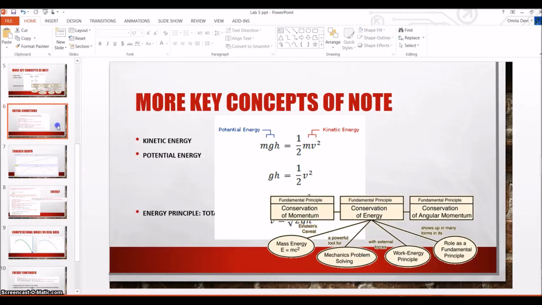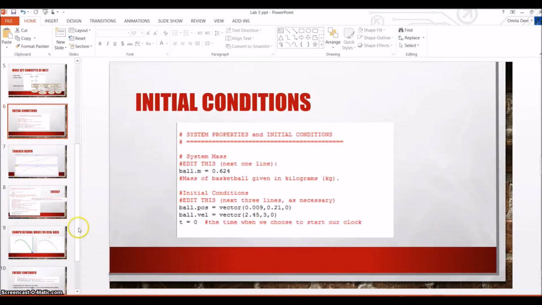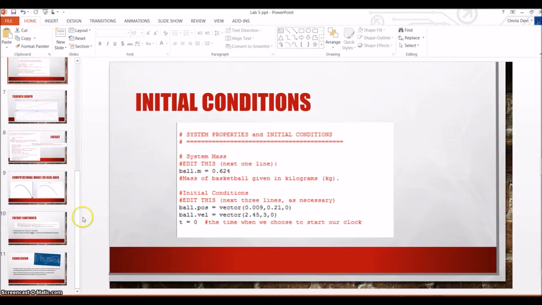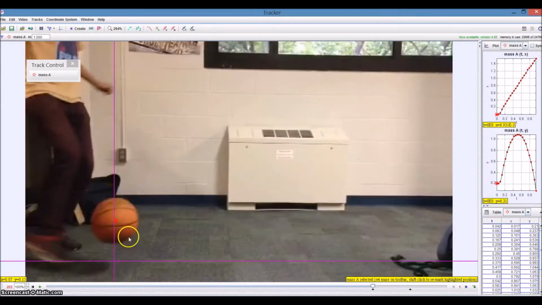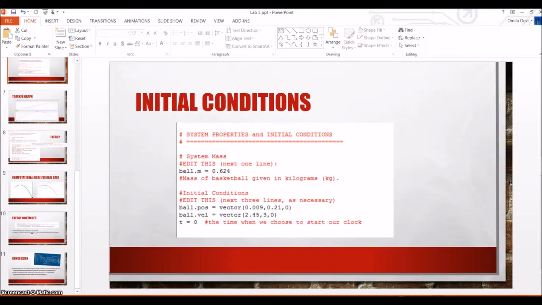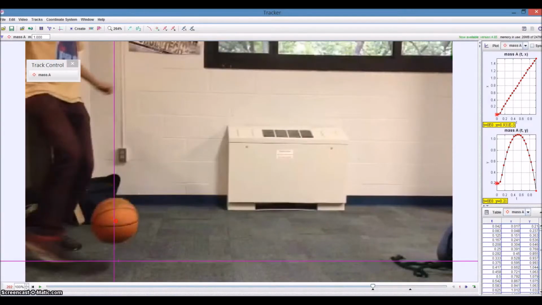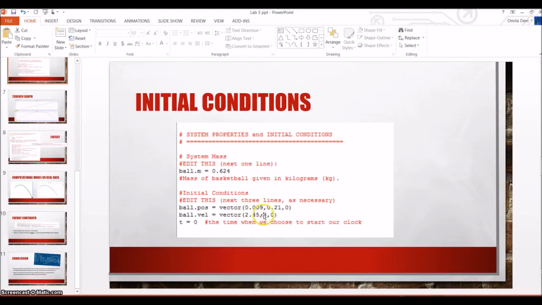Now let's focus on the initial conditions using the Python code. As you can see here, the mass of the ball was set to equal 0.624 kilograms, and the position of the ball was not set as 0, 0, 0 because the ball did not initially start at the origin. As you can see in this Tracker video, it had a y component that started above 0, and that is why its position is seen to equal 0.21 for the y component and close to 0, at 0.009, for the x component. The ball was also already in motion, which is why the initial velocity was set as 2.45 for the x component and 3 meters per second for the y component.